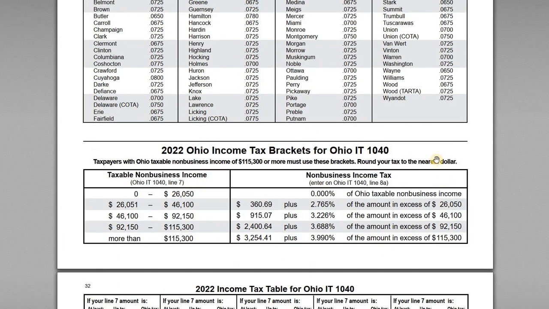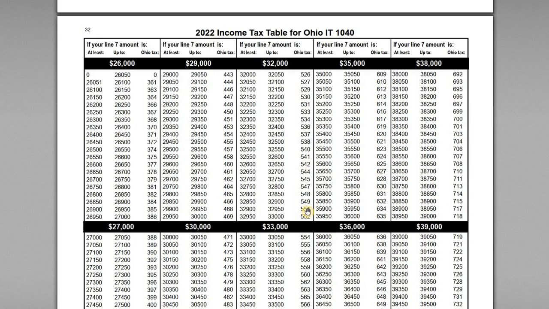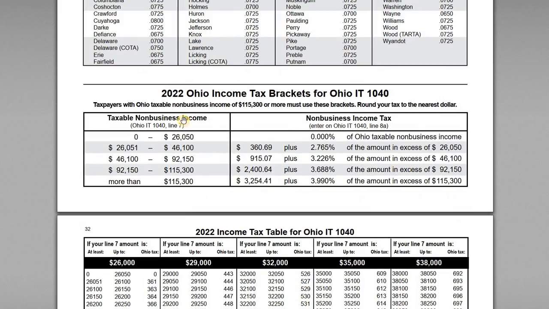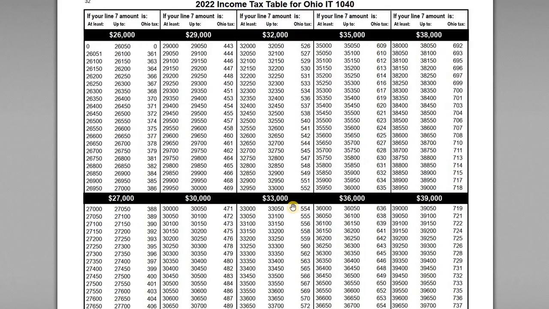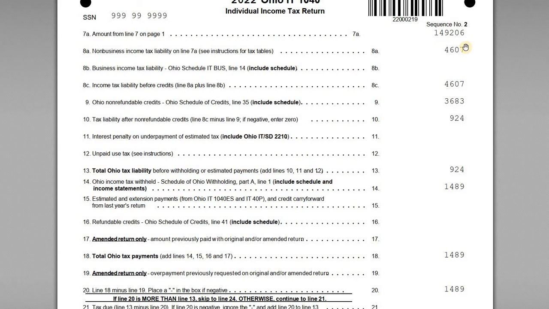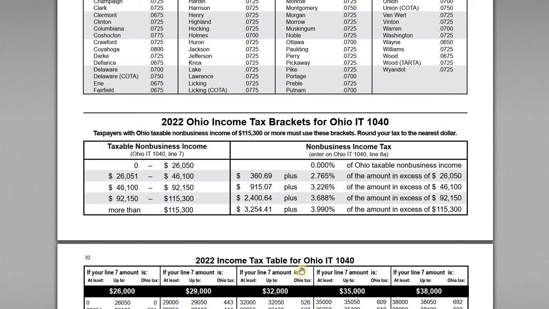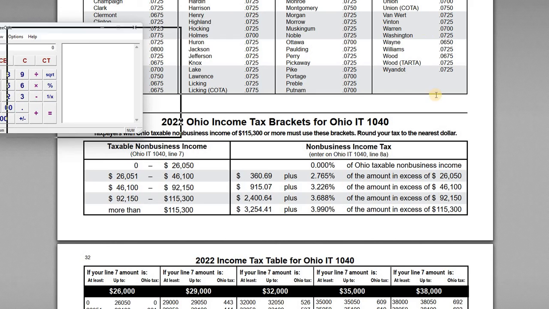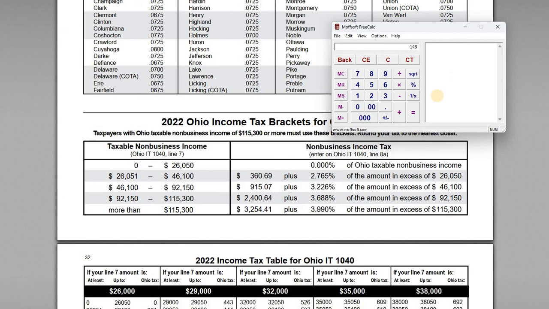So if I go back to the Ohio instructions, I've got the tables bookmarked here. So this is the Ohio income tax bracket table, and then they have tax tables below as well. But if your non-business income is over this $115,300 mark, you use this table and you don't use these tables below. So we'll be working with this table here, and our income again is $149,206.